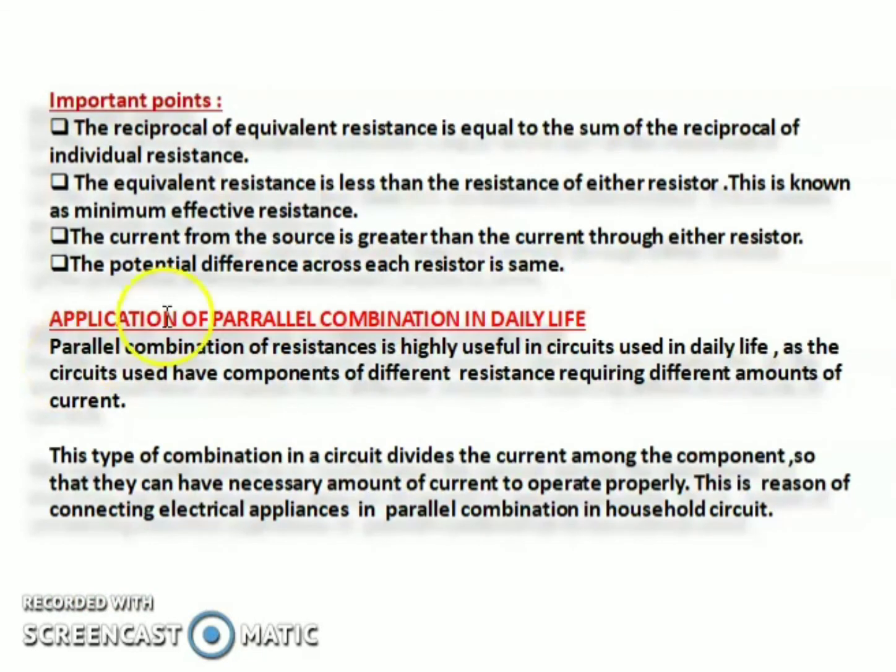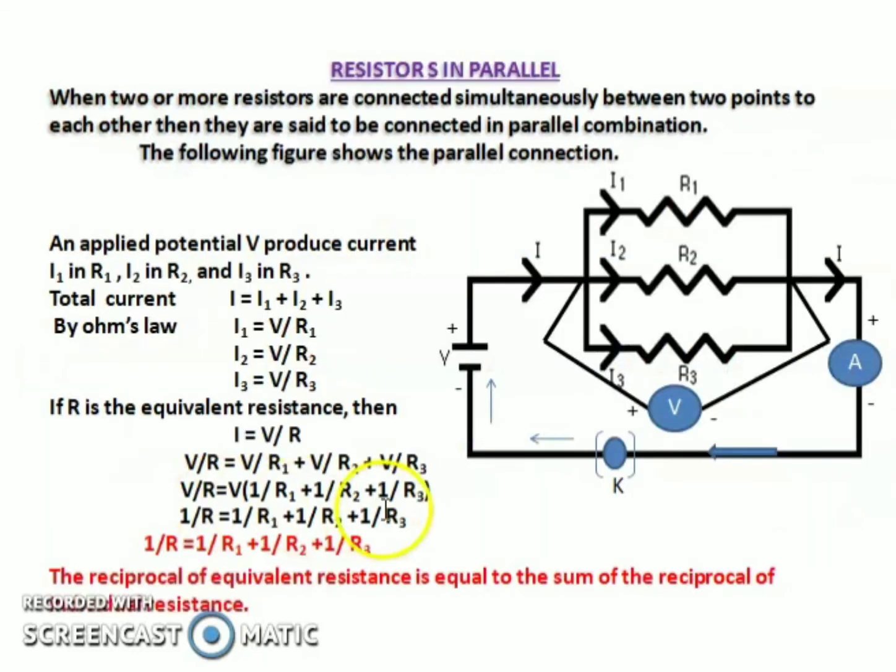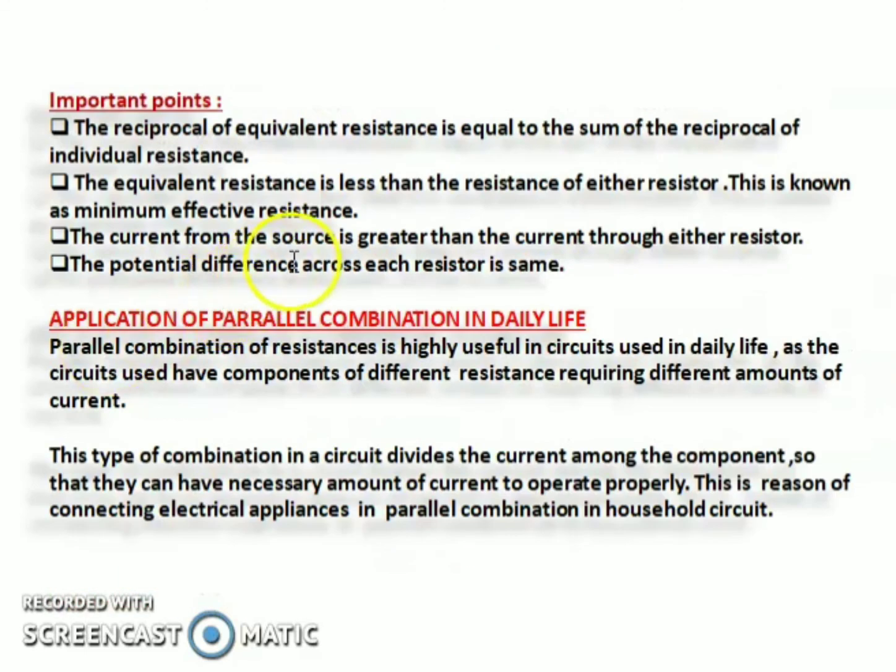So this is the current from the source. We get the current from the source, so I is greater than I1, I2 and I3. This is the meaning of this sentence: the current from the source is greater than the current through either resistor.